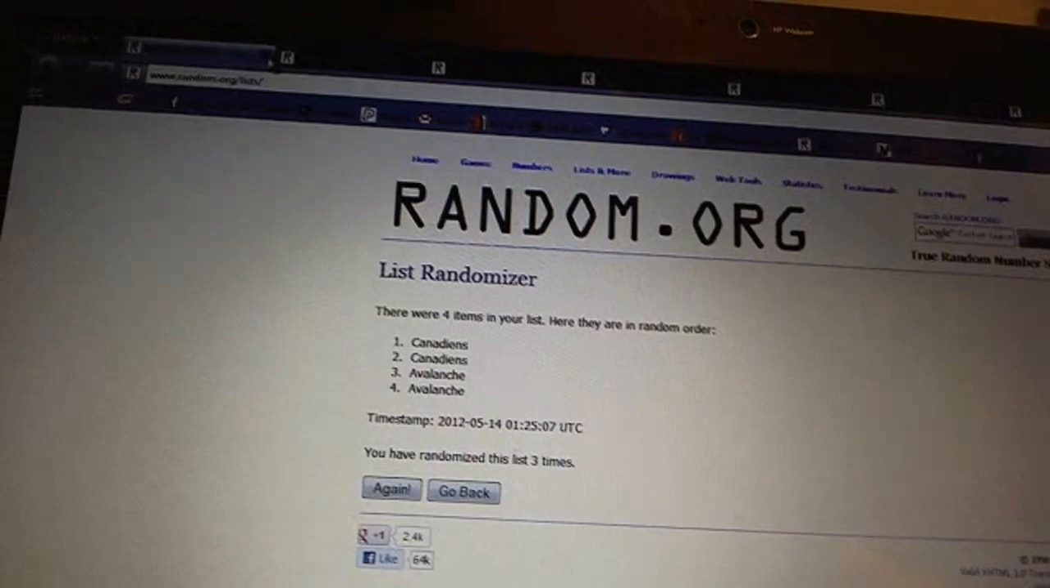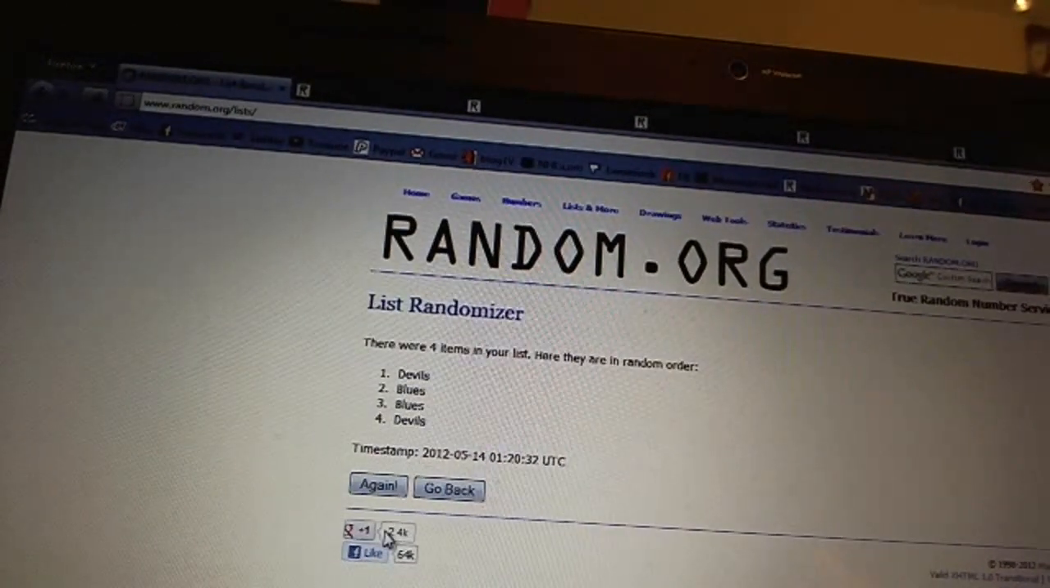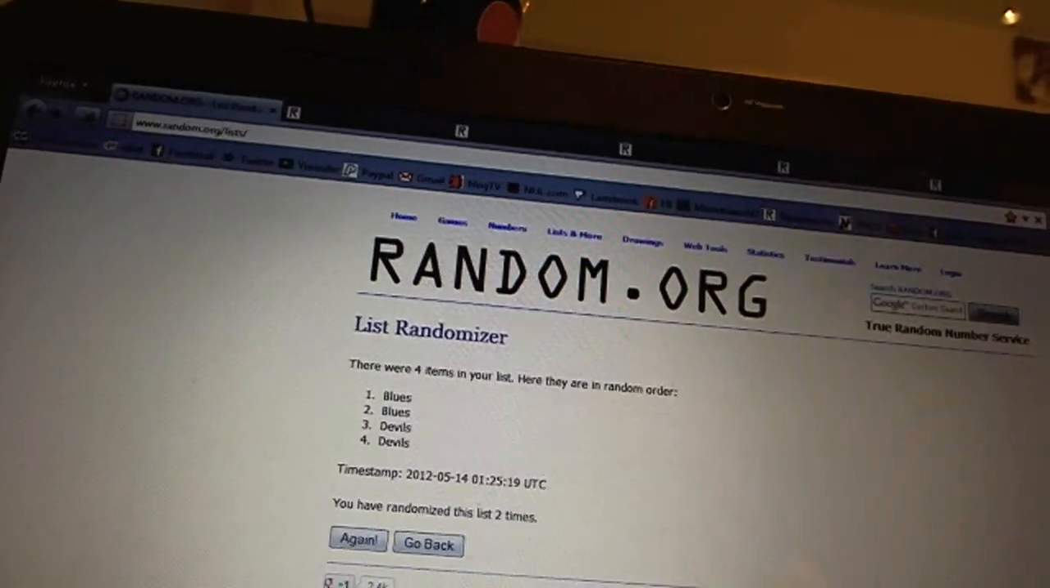Now for the Broder Joseph protecting Canada's crease. One. Two. The Blues.